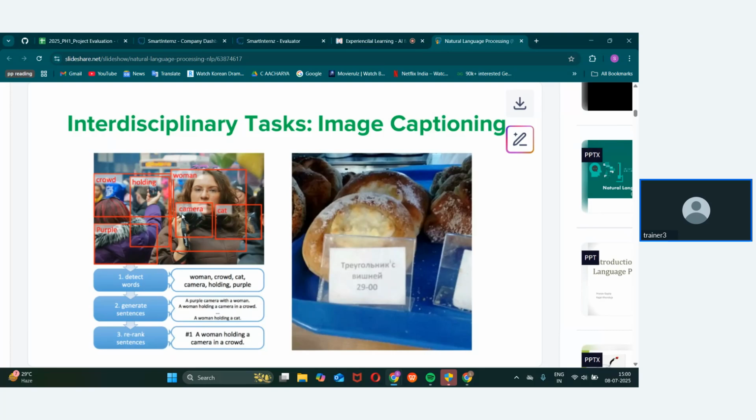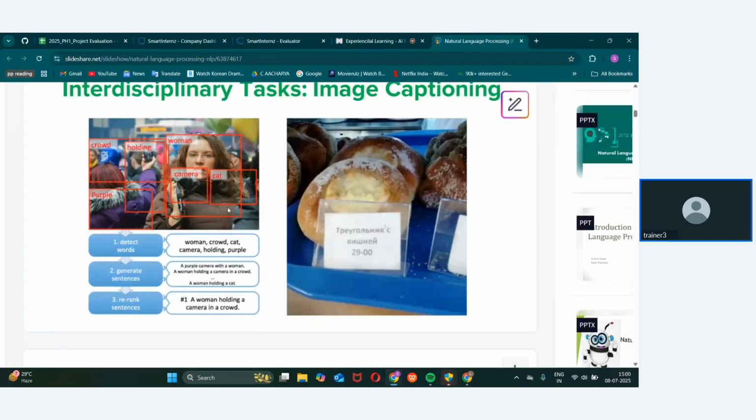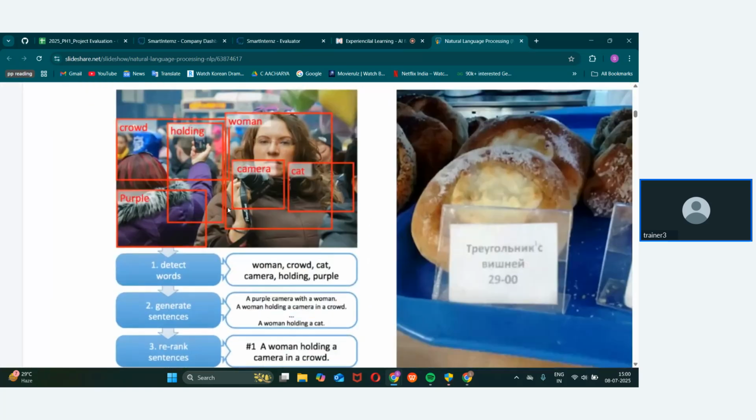So what happens here? Re-ranking the sentences. A woman holding a camera in a crowd. Do you all agree with this? This is the correct sentence that has been generated. You can also have a look at it for some time. Yeah, this is all about it.